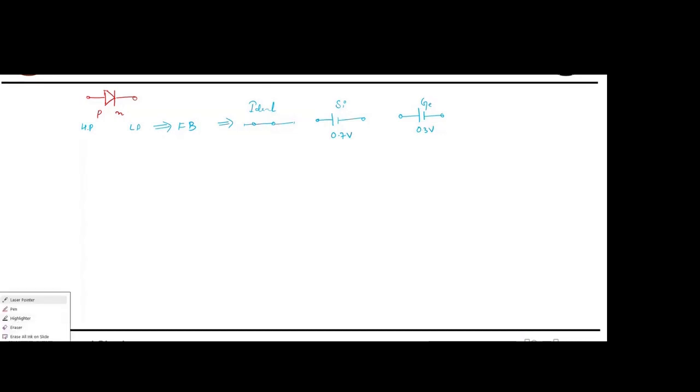Now, if the P side is connected to lower potential and the N side to higher potential, then we call it reverse bias. In this case, it is an open circuit and we call it off. Yes or no? Yes, sir.